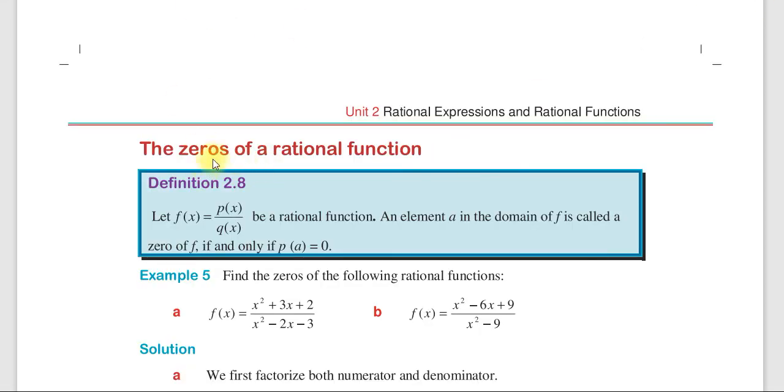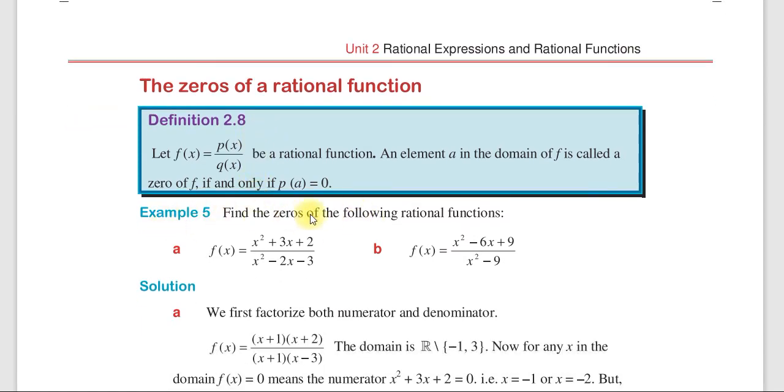Another point ደግሞ the zeros of rational functions. Let f of x which is equal to p of x over q of x be a rational function. An element a in the domain of f is called a zero of f if and only if p of a is equal to 0. ያ ማለት ኑሚኔተሩን 0 ሊያመጣ የሚችል ቫልዩ ምን ይባላል, zeros of the function እንለዋለን ማለት ነው.